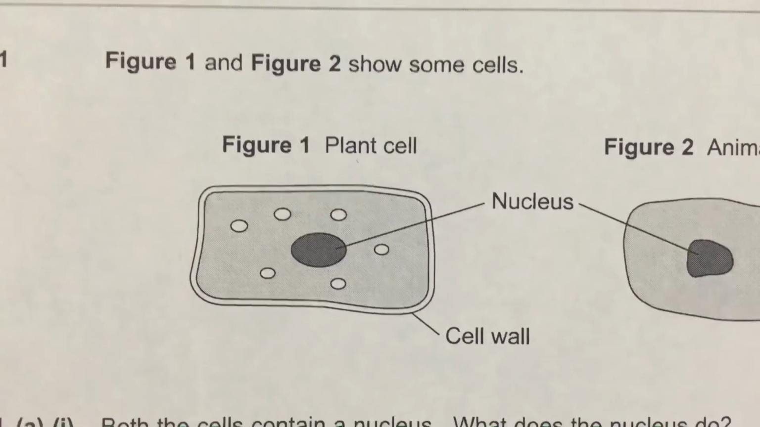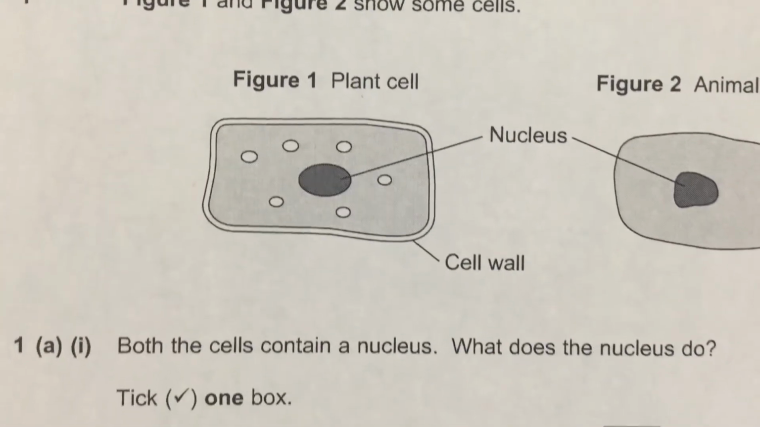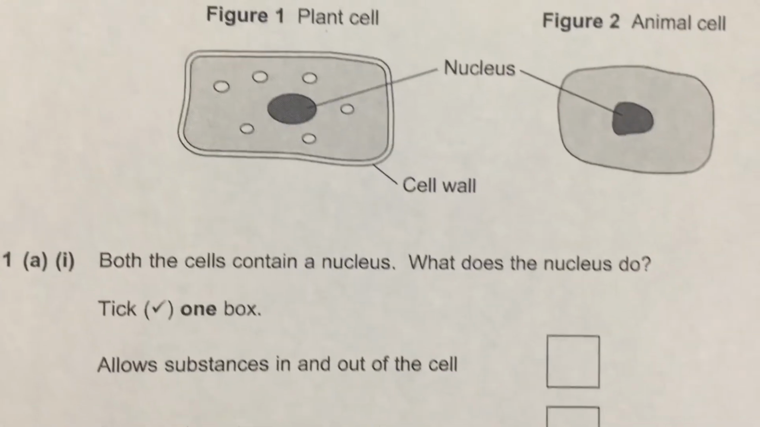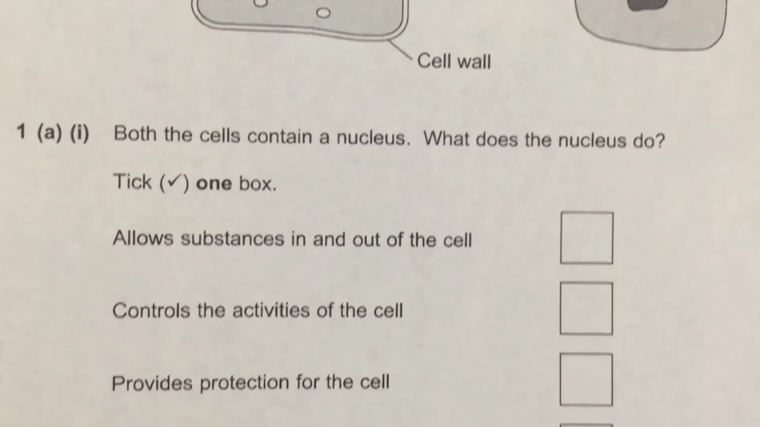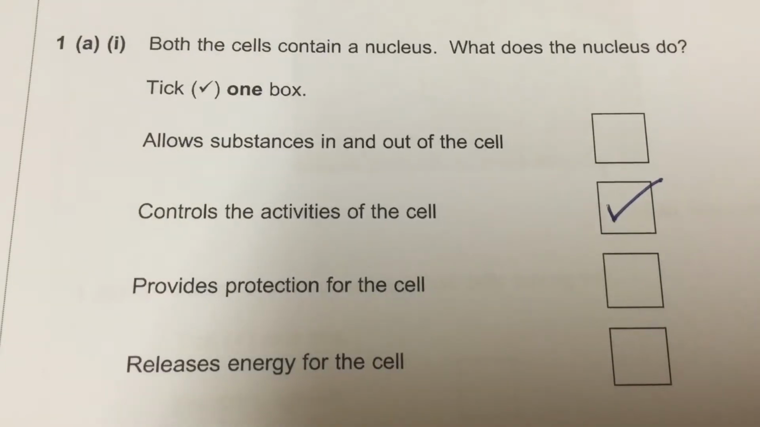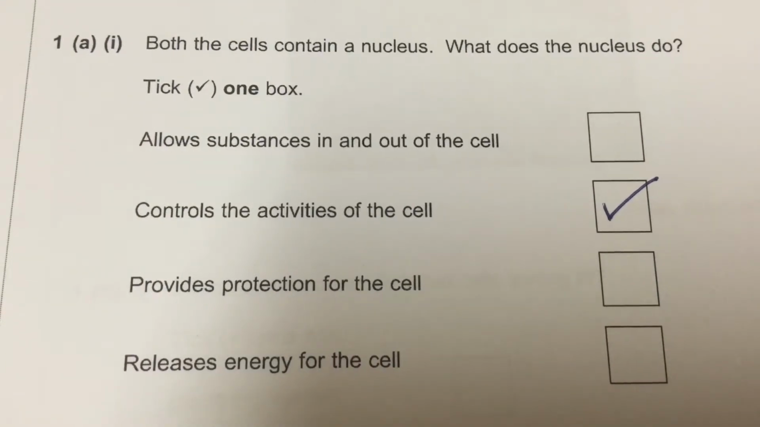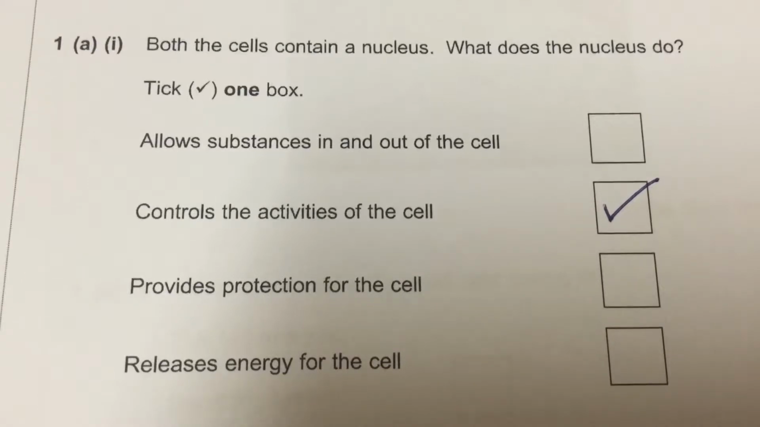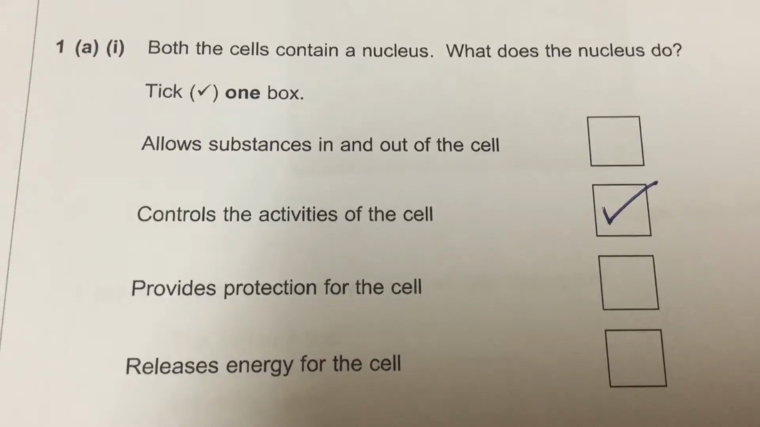This question relates to the new specification for first examination in 2018. It's a GCSE question. Figure 1 and Figure 2 show some cells, a plant cell and an animal cell. Both cells contain a nucleus. What does the nucleus do? Well, clearly it controls the cell's activities.